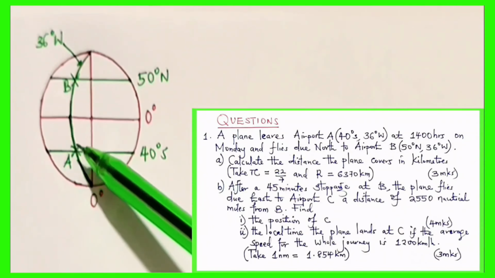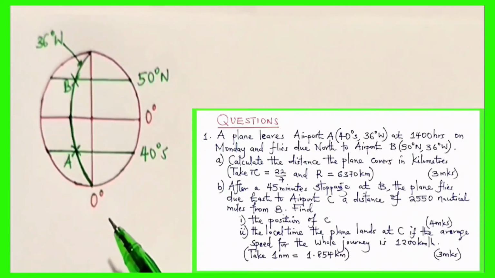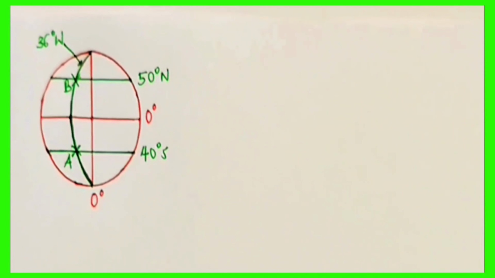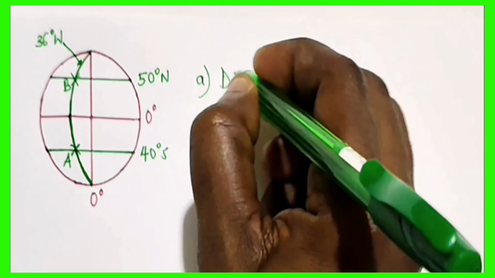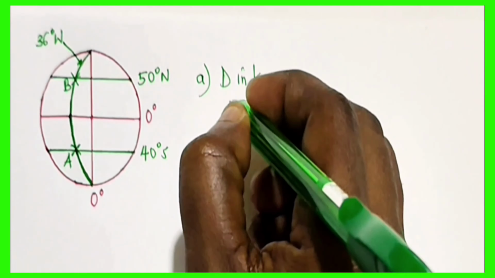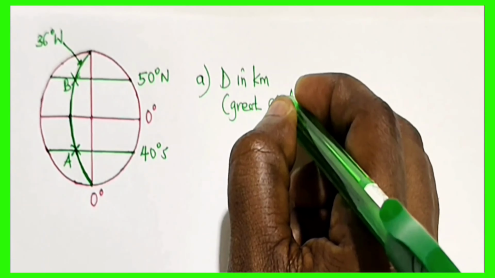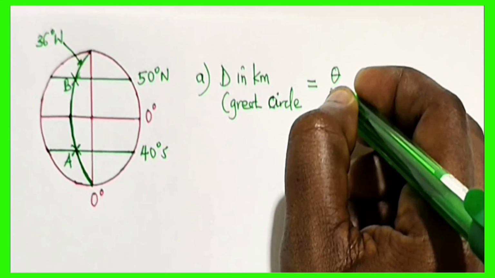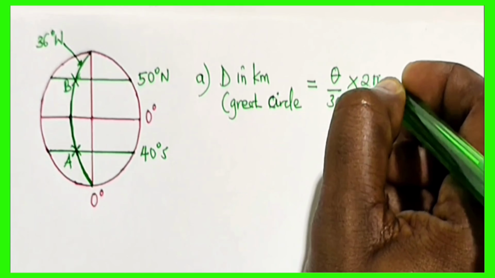So the plane will be flying from airport A to airport B. And remember, in the first question, you've been told to calculate the distance the plane covers in kilometers. So moving from point A to point B, it's along a great circle. So we're going to find the distance in kilometers along a great circle. So the solution for part A, we are going to have distance in kilometers along a great circle. We know the formula will be equal to theta divided by 360 degrees times 2 pi r.